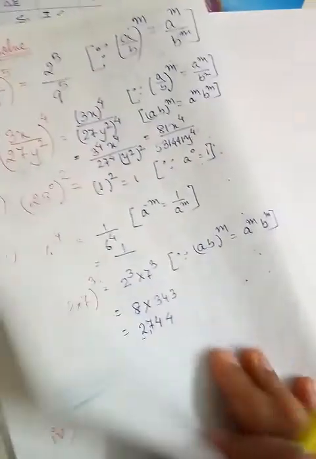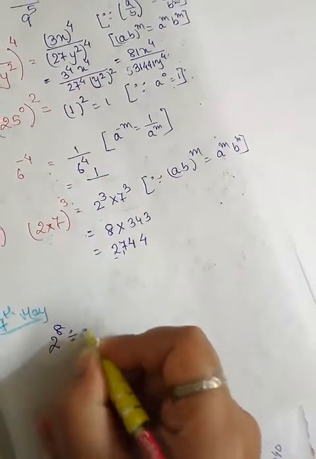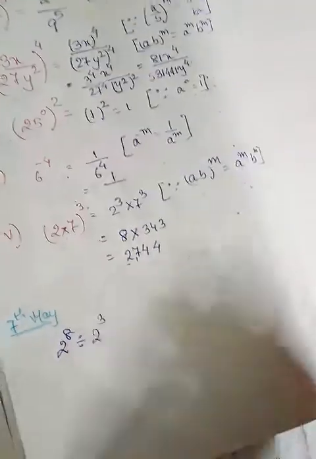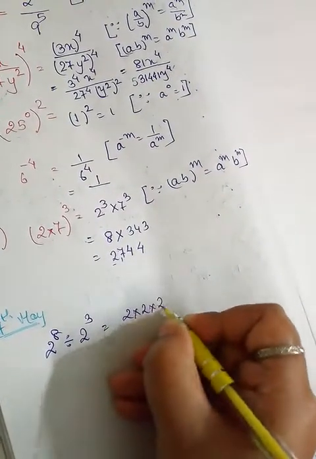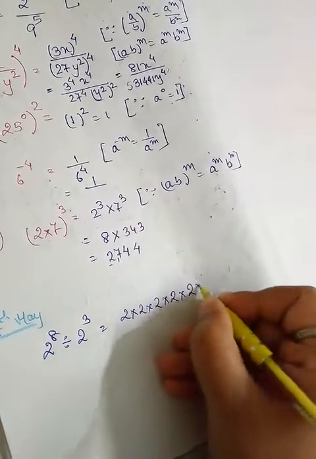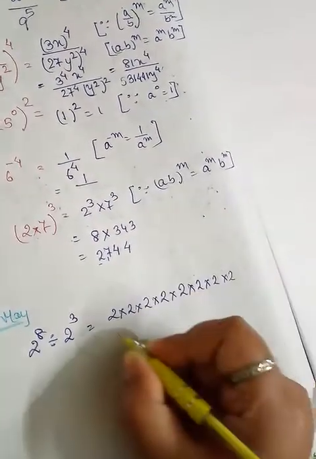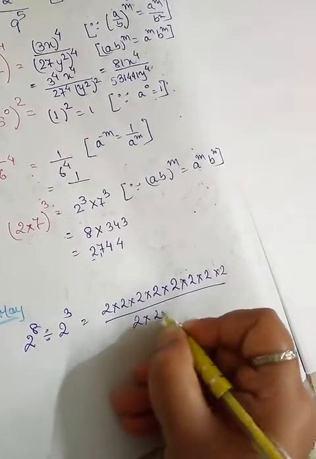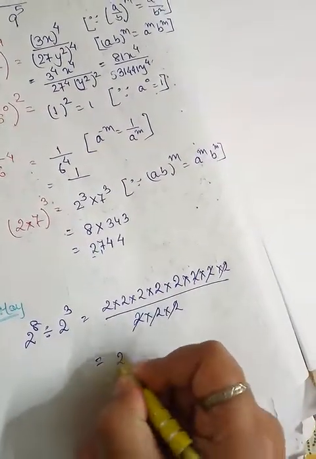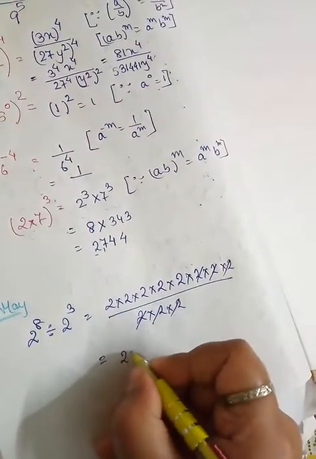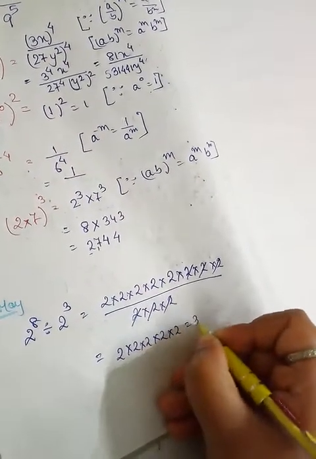Like, for example, in my previous class, I gave a question: 2 to the power 8 divided by 2 to the power 3. Many students solved it like this: 2 to the power 8 means 2 into 2 into 2 into 2, written 8 times, divided by 2 into 2 into 2. And then you cancelled, and then you wrote the answer as 2 into 2 into 2 into 2 into 2, which equals 32.